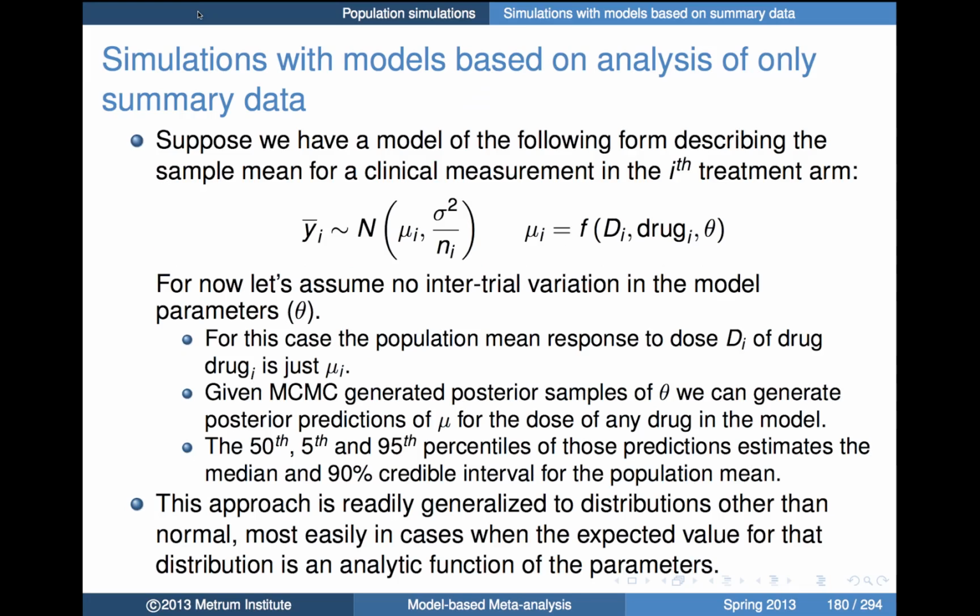We can use those models for certain categories of simulations. In particular, they're appropriate for simulating the summary statistic on which they're based, and for a population estimand for which that summary statistic is an estimator. So for example, a sample mean is going to be an estimator for a population mean.